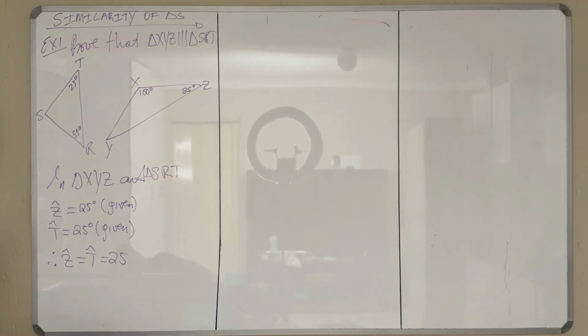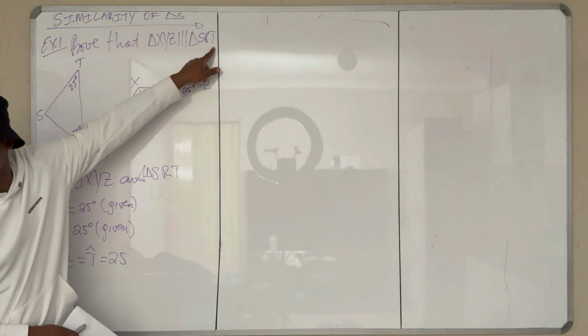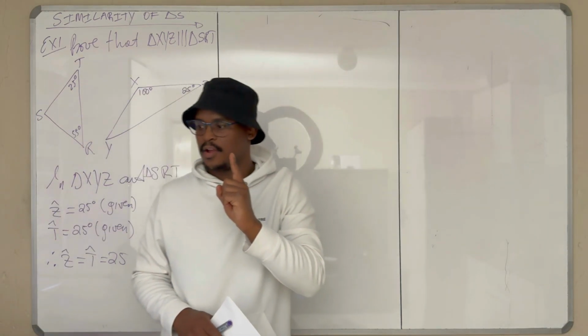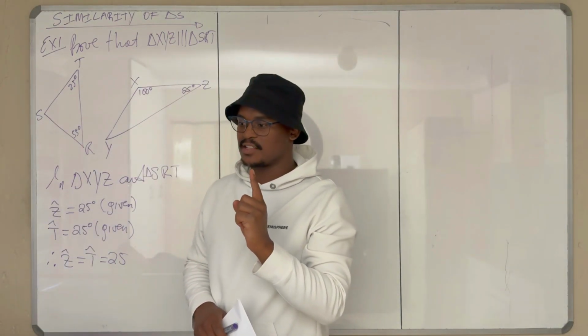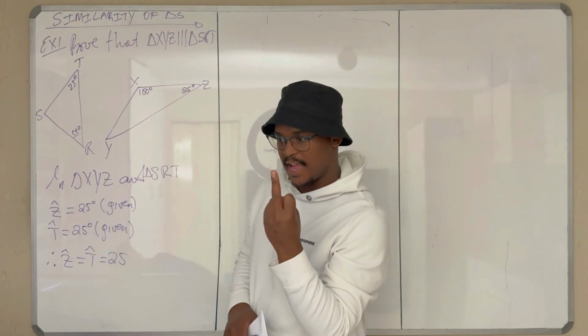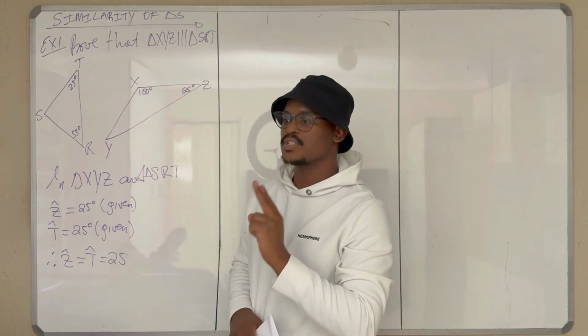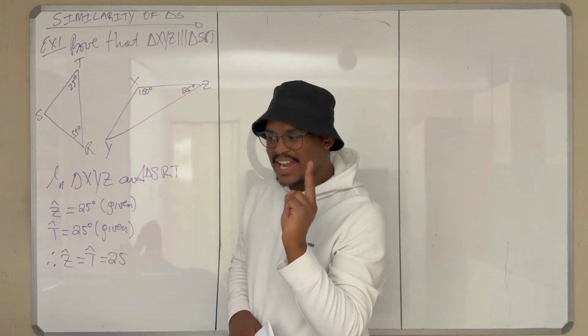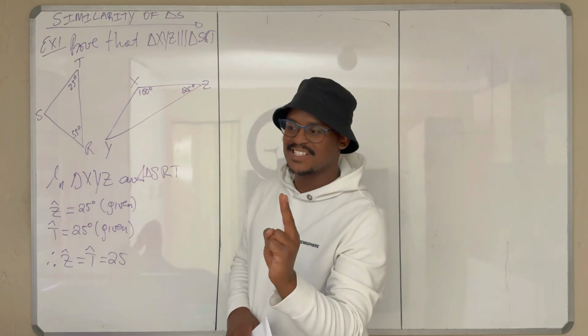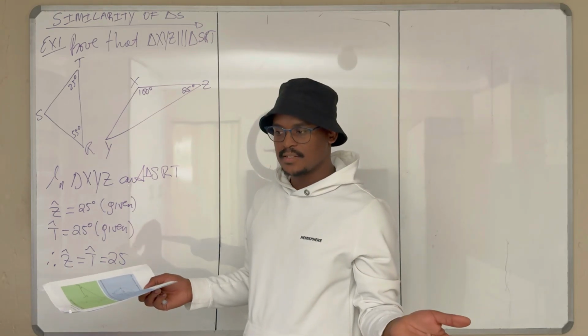Yes. So what you have done now, you have shown that this is equal to that. Yes. So you have shown one pair of equal angles between the triangles. If you can show a second pair, then we will have proved that these two triangles are similar, because if you can show that at least two pairs of corresponding angles are equal in measure, then we're done.